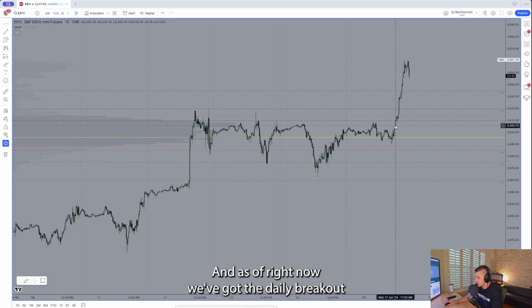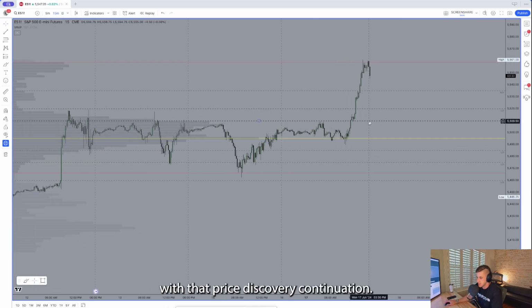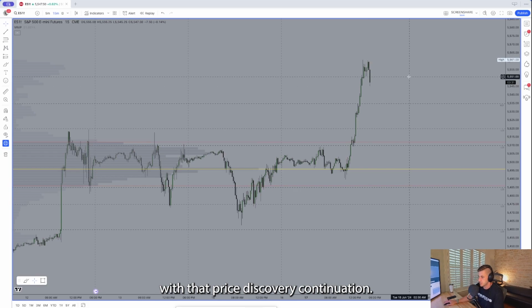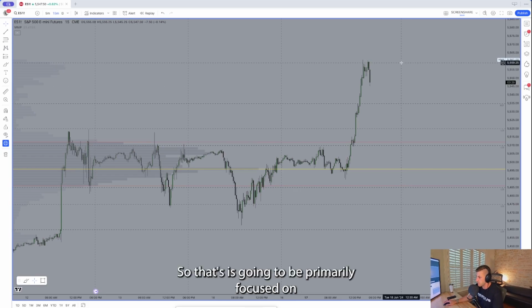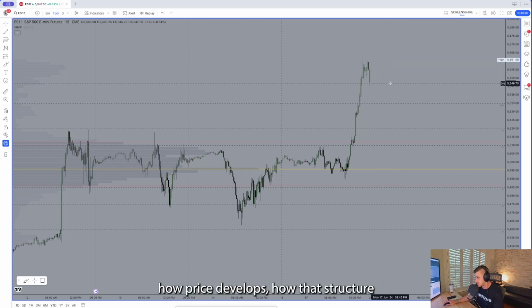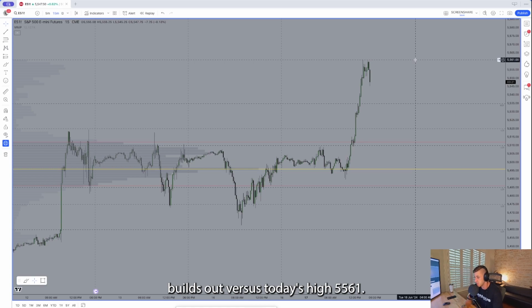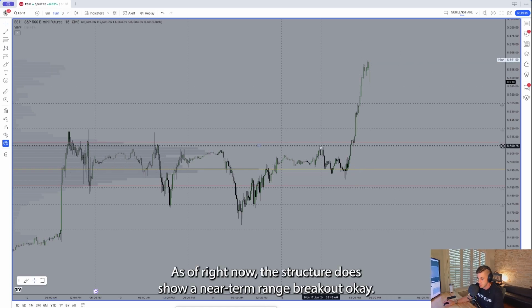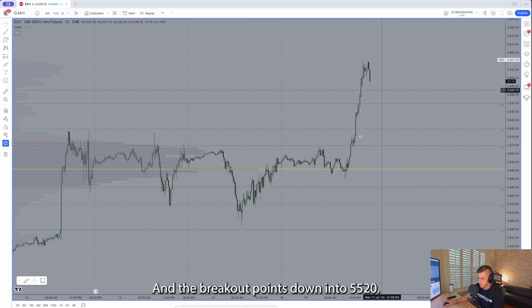And as of right now, we've got the daily breakout with that price discovery continuation. So that's ES, going to be primarily focused on how price develops, how that structure builds out versus today's high, 55.61. As of right now, the structure does show a near-term range breakout, okay? And the breakout point is down into 55.20.